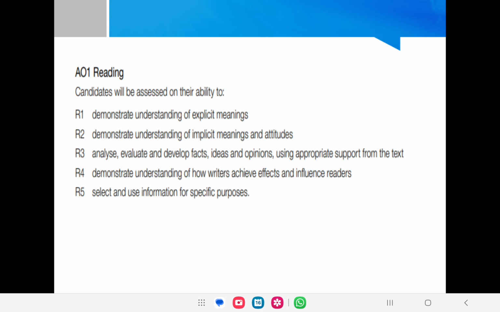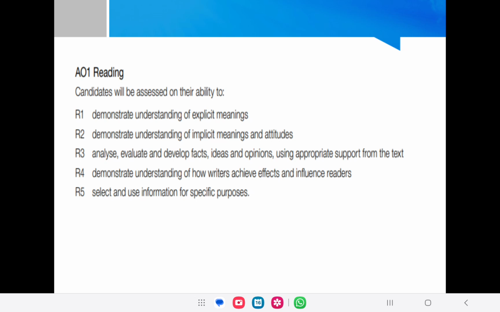Now R4, demonstrate understanding of how writers achieve effects and influence readers. This is the objective that we use for question number 2, that is use of language task. So in the use of language task, students must show that they understand writer's effect. Then R5, select and use information for specific purposes.